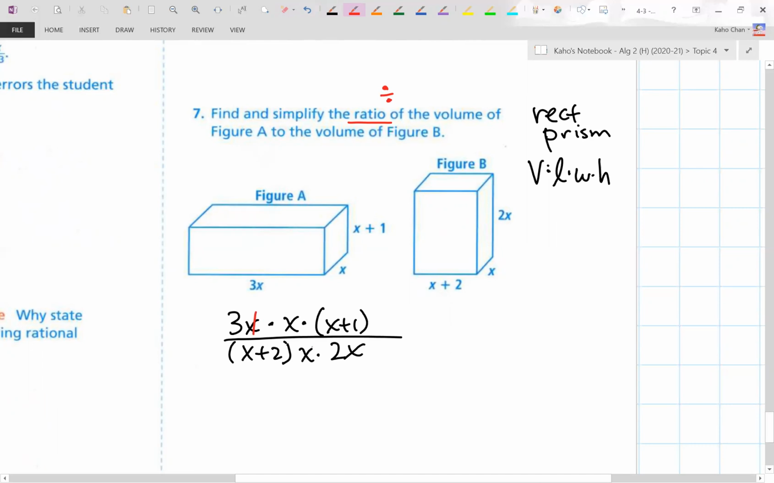Just a couple x's there and another x right there. That's it. I wish some more would go away. That's the final answer, I guess. 3 times x plus 1 over 2 times x plus 2. That's your ratio. Not that exciting, but it works. This is the ratio right there. We're going to just divide.